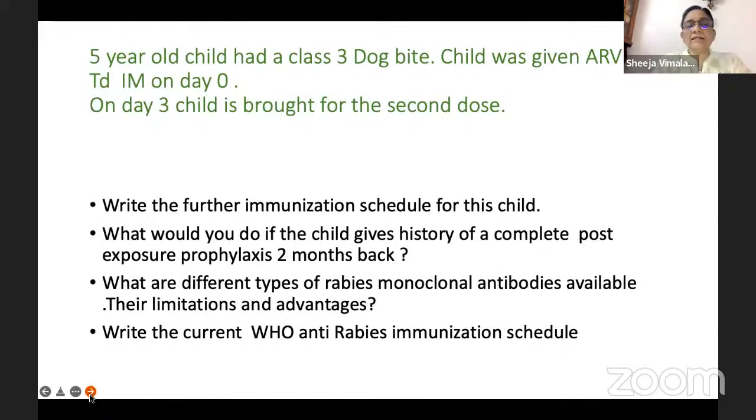A five-year-old child had a class 3 dog bite. Child was given TD as well as anti-rabies vaccine on day 0. On day 3, the child is brought for the second dose. So what are the questions? Write the further immunization schedule for this child. What would you do if the child gives history of a complete post-exposure prophylaxis 2 months back? What are the different types of rabies monoclonal antibodies available, their limitations and advantages? Write the current WHO anti-rabies immunization schedule. It looks like too many questions, but we will take one at a time.